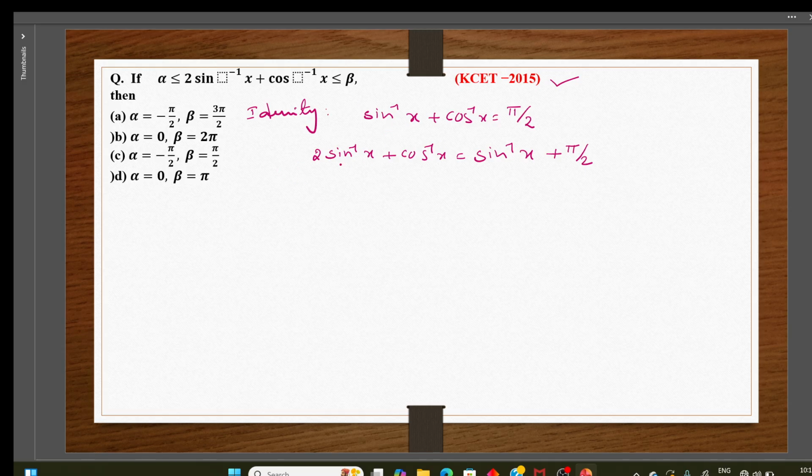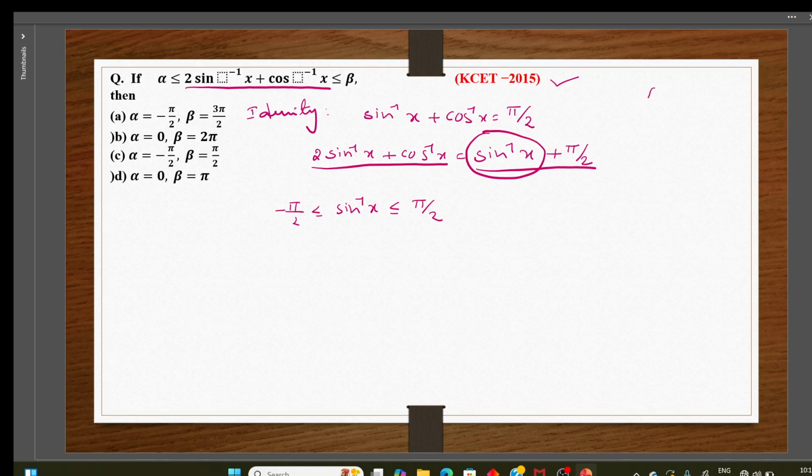Okay. Now see, this 2 sin inverse of x plus cos inverse of x is nothing but sin inverse of x plus pi by 2. So sin inverse of x plus pi by 2 means, what is the range of the sine inverse function? Range is minus pi by 2 less than or equal to sin inverse of x less than or equal to pi by 2. Clear? Minus pi by 2 to plus pi by 2.